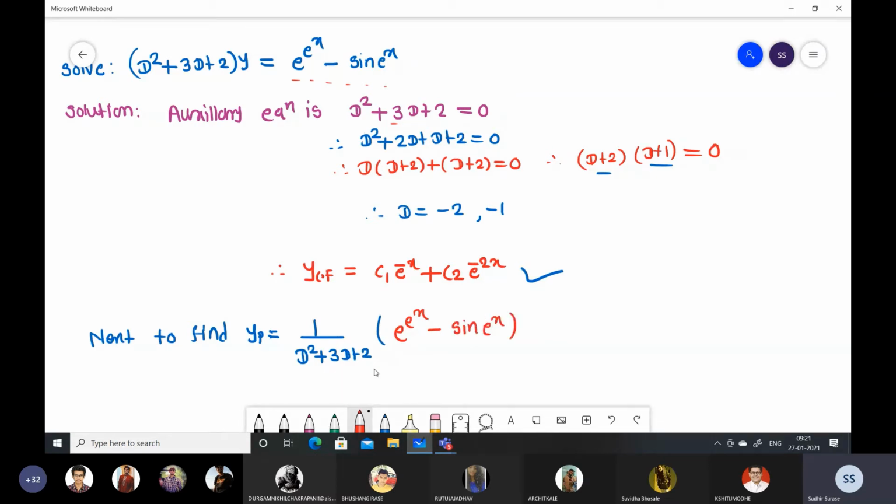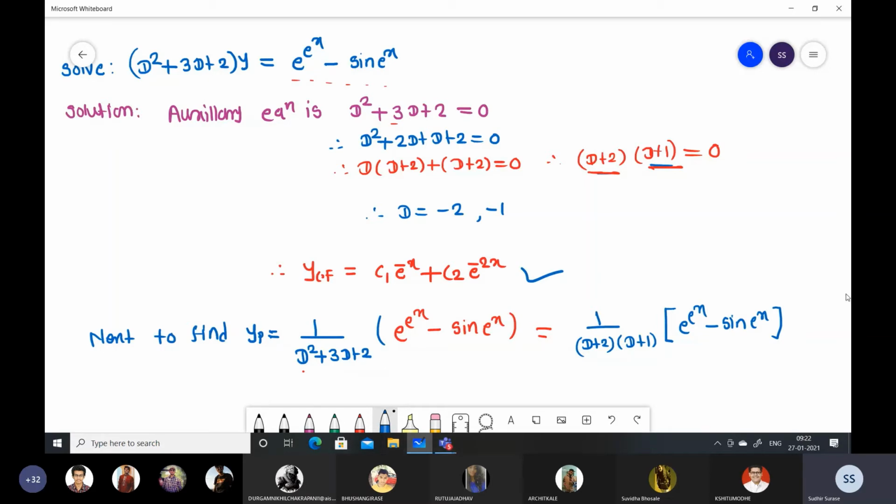Fine. Now do the factorization of this. We already got the factors. You can see here d plus 2, d plus 1. So we can write those factors directly here. So this is 1 upon d plus 2, and here we have d plus 1, and in bracket e to the power x minus sine e to the power x. Now we can apply d plus 1 first, and thereafter we can apply d plus 2.